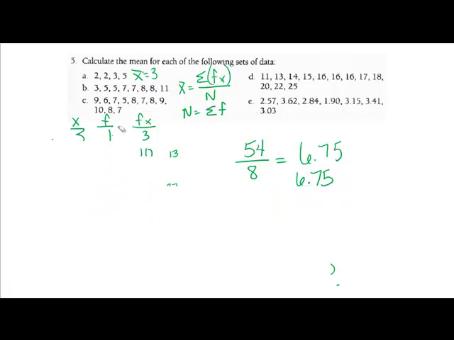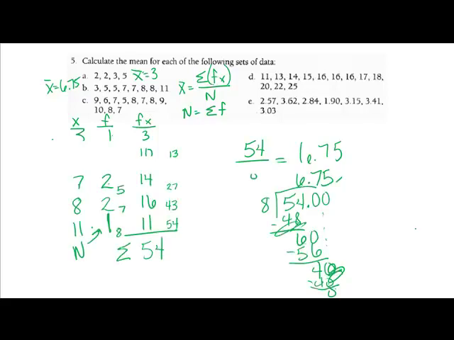Alright, so let's erase all this and make room for B. X bar equals 6.75. Alright, none of these are any harder than that. I just wanted to show you a couple different ways, one using a frequency distribution table and the other one using just simple addition. This is not that hard. We're going to go ahead and skip to the next question.